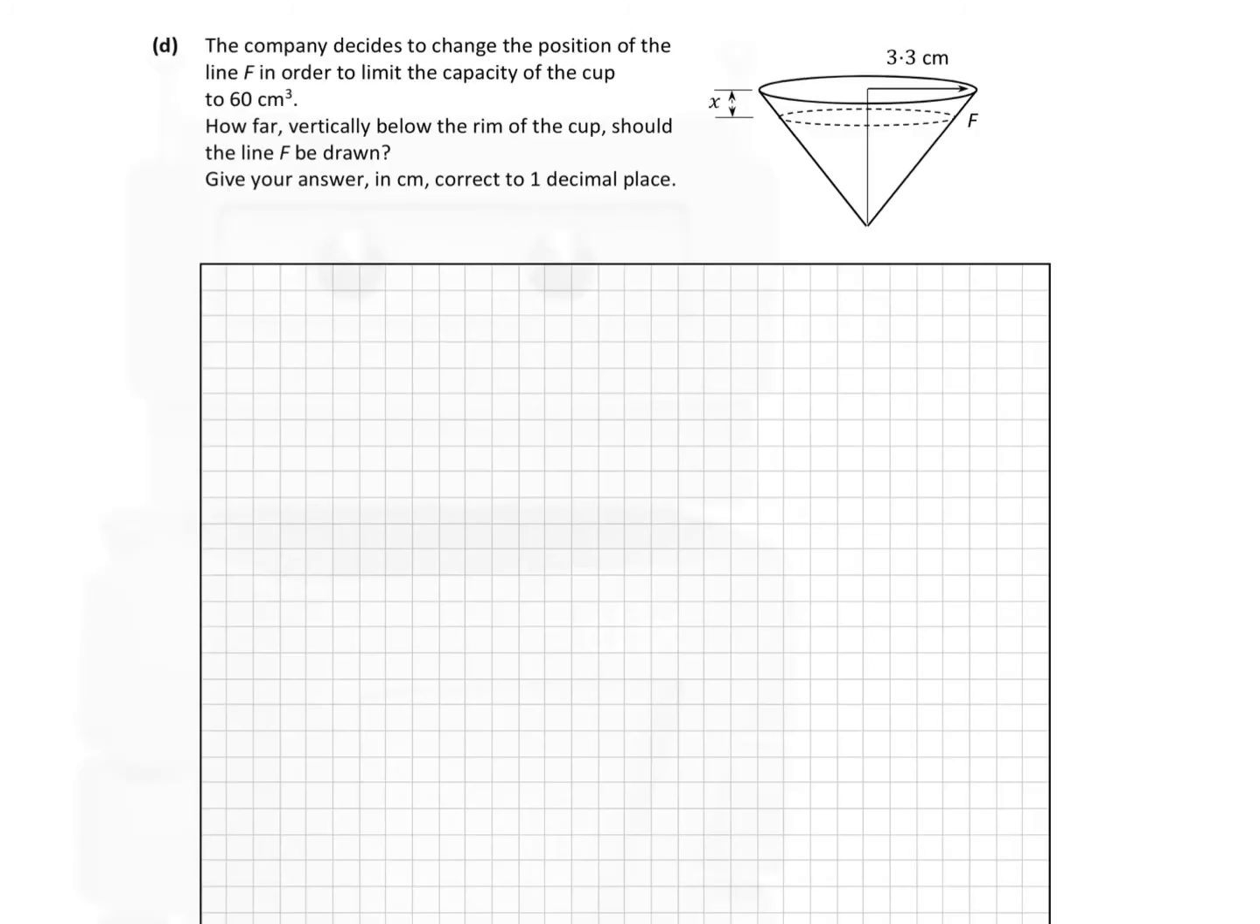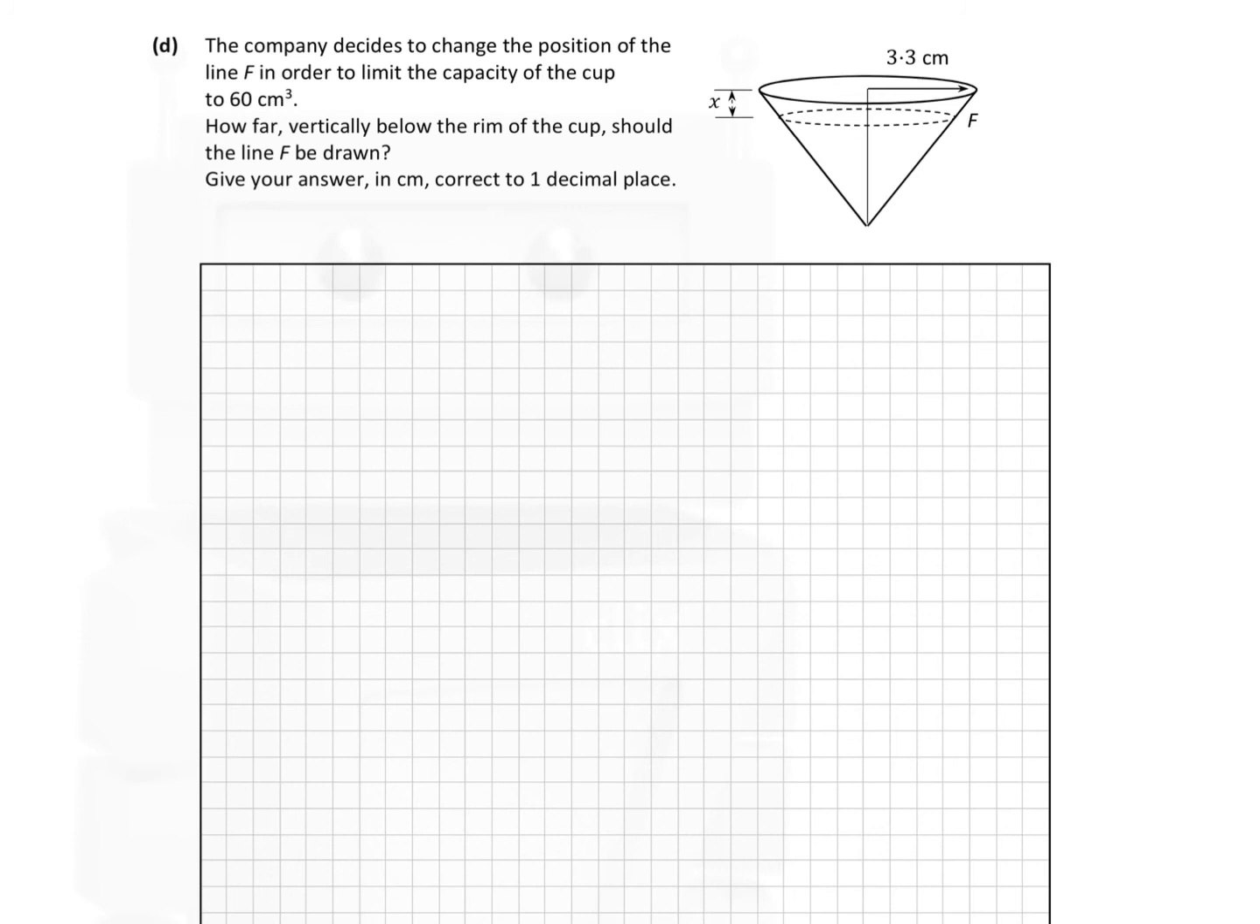Okay, the next one. The company decides to change the position of line F in order to limit the capacity of the cup. Just reading this one, when you read it first you kind of say to yourself, well, they've not really given us enough information, which they haven't. And when we don't have enough information, chances are we're going to end up using algebra to try and solve this.